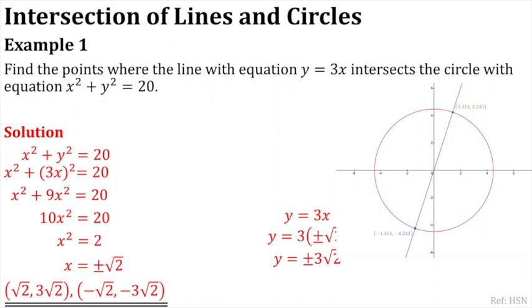Okay, so you can see in red there we've got the circle with equation x squared plus y squared equals 20. And you can see that we've got the line y equals 3x, and you can see those 2 points of intersection that we have calculated. So just now would be a good time to pause the video and copy this example down in your notes before coming back for examples 2 and 3.